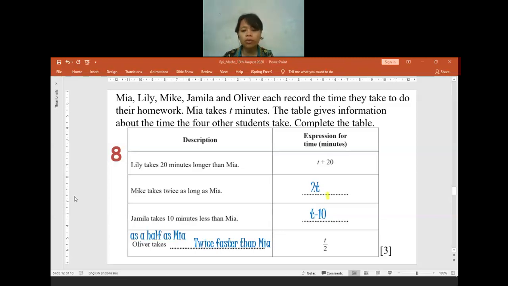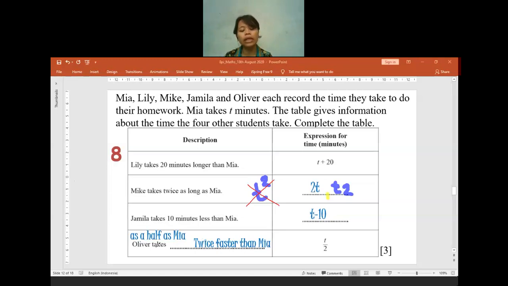Is there anyone having any question before I move to the other one? So you can write it as t like this, okay. But if you answer it like t to the power of 2, it's not okay. Okay, if no one has any question, I will move to the Jamila sentence. For the Jamila sentence in here, take 10 minutes less. Because it is less, it means the time taken will be getting shorter. If shorter, it means I have to subtract it, become t minus 10.